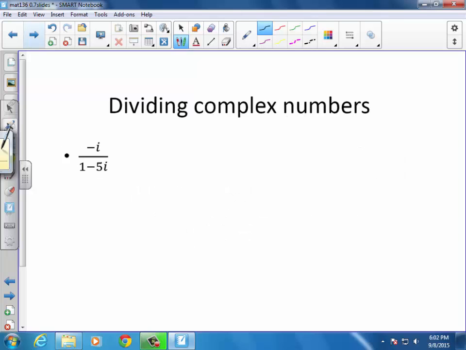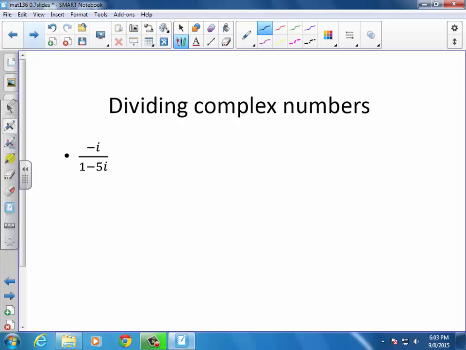Okay. So again, say we want to, this is considered bad form to have a radical in the denominator, because that's what that i is, the 1 minus 5i in the denominator. That i is the square root of -1. So we're going to use this idea of a conjugate to get rid of this. The complex conjugate of 1 minus 5i would be 1 plus 5i.